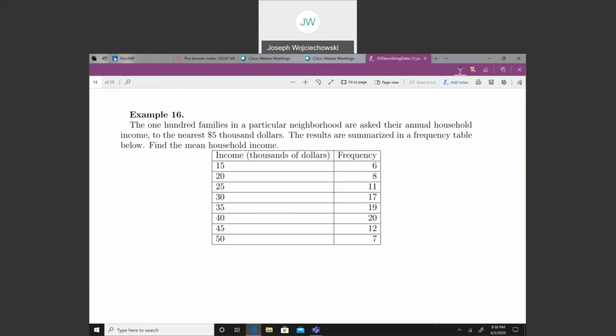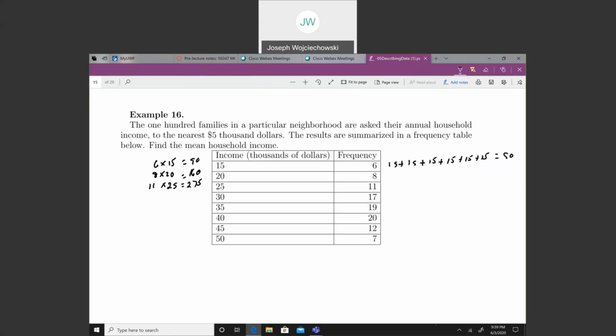Basically, we have a frequency of 6 at 15,000. So this would be 15 plus 15 plus 15 plus 15 plus 15 plus 15, which I believe equals 90. Another way to look at it, though, would be 6 times 15, which was 90. Here we have 8 times 20, which is 160. Here I have 11 times 25, which is what, 275?